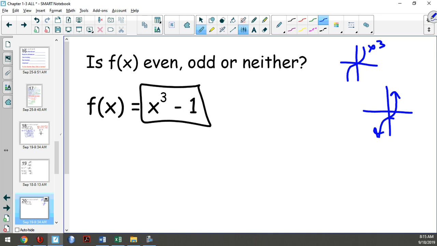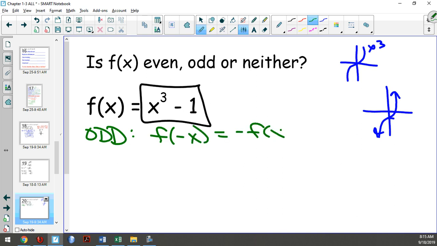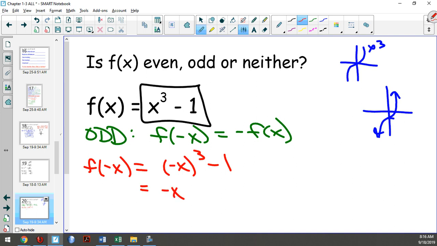So my question to you is, does this look like it's even, odd, or neither? Is it going to be even? No. Could it be odd? It could be, but we don't know until we check. So you think it probably is going to be odd. If you're thinking it's odd, that means you want to check if f of negative x is equal to negative f of x. So I'm going to do f of negative x. Every place I see an x, I'm going to replace it with a negative x. A negative times a negative times a negative is a negative x cubed, minus 1.